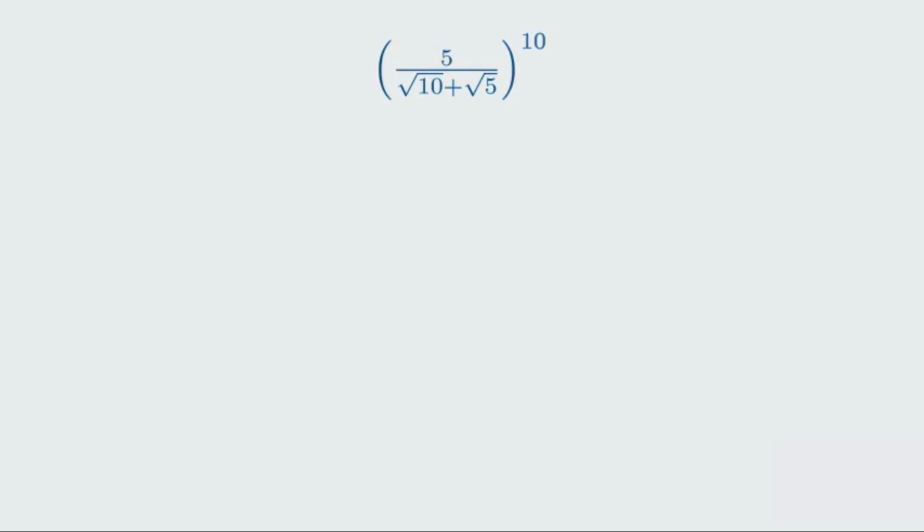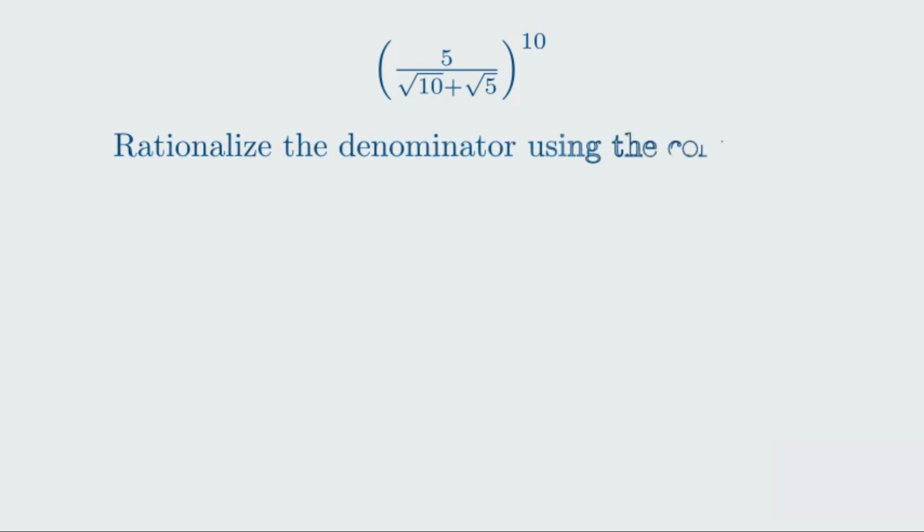It's generally not good practice to leave a radical in the denominator of a fraction. To get rid of it, we use a technique called rationalization. Rationalization is the process of eliminating any radical expressions in the denominator. To do this with a denominator that is a sum of 2 radicals, we multiply both the numerator and the denominator by its conjugate. The conjugate of a plus b is a minus b.